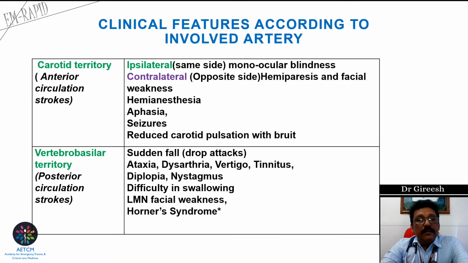The most common type of stroke that we see in our clinical practice will be carotid territory type of weakness. It can be in the ACA or MCA.